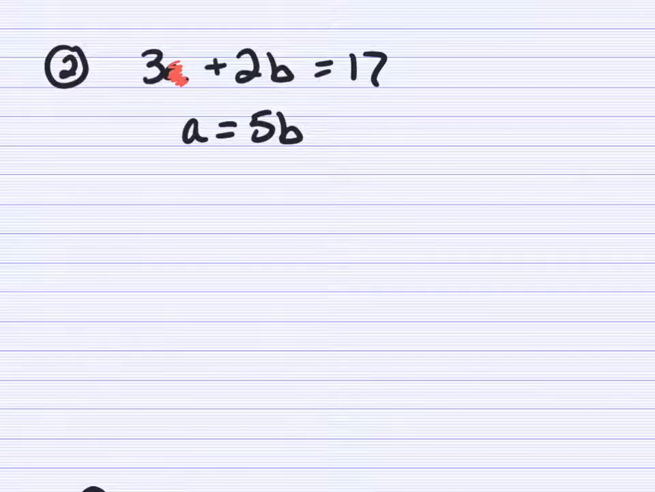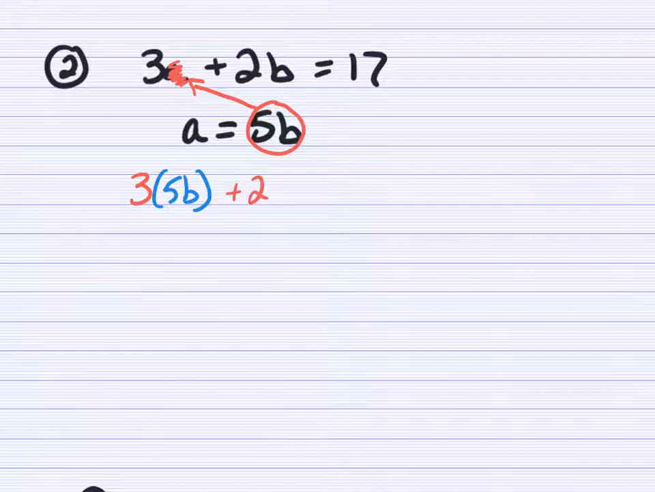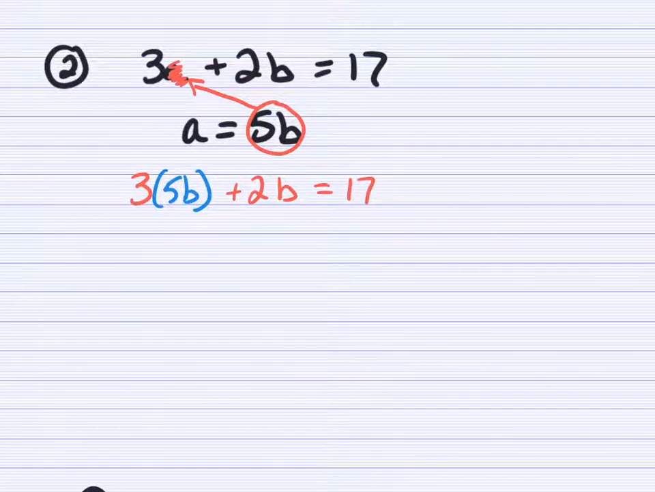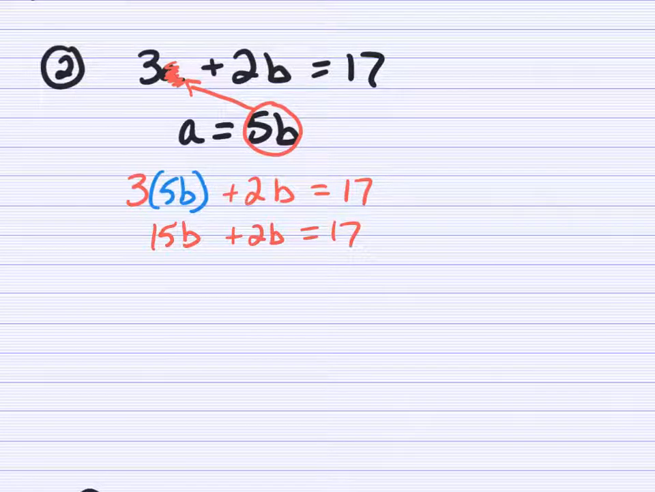and the bottom equation says a is equal to a 5b. So I can plug in a 5b for that a right there. So instead of 3 times a, it's 3 times 5b plus 2b equals 17. After that step, I simply solve this one. 3 times 5b is 15b. 15b plus 2b is 17b.